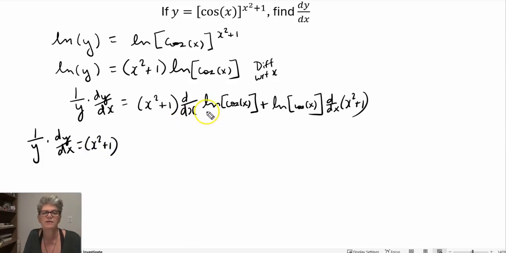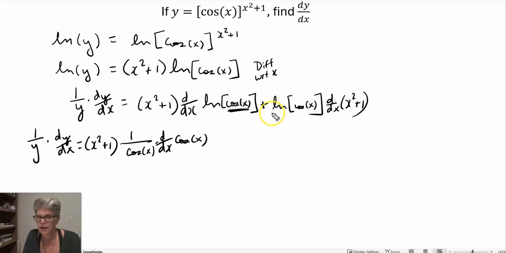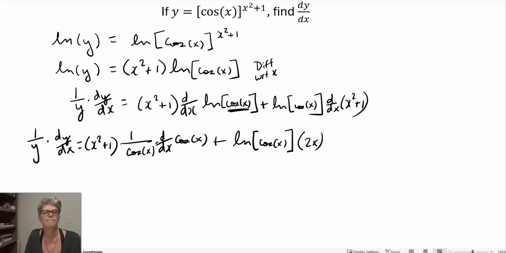Now I need the derivative of ln of cos x. So the derivative of ln of cos x is 1 over whatever's in there times the derivative with respect to x of cos x. And then I'm going to have plus ln of cos x times the derivative of x squared plus 1, which is 2x.